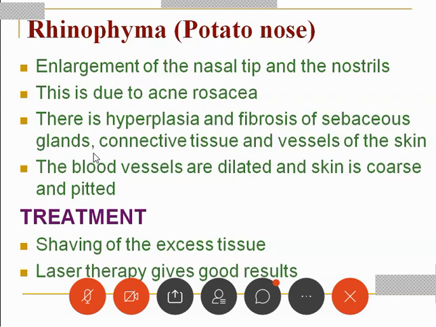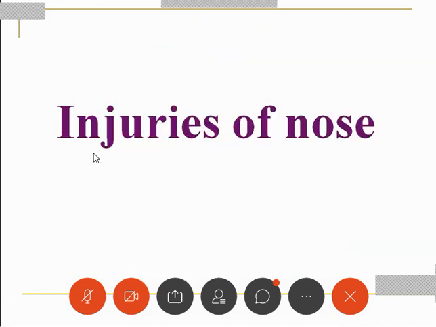Treatment: shaving of the excessive tissue. The excessive tissue must be shaved. Laser therapy gives good results. I haven't seen any patient completely happy with rhinophyma, because it's such a disease. The constant growth and fibrosis and hyperplasia of the remaining surrounding sebaceous glands is so constant that we will never be able to bring that patient's nose back to a normal style. It's not possible. I've never seen a patient happy with the treatment of rhinophyma.